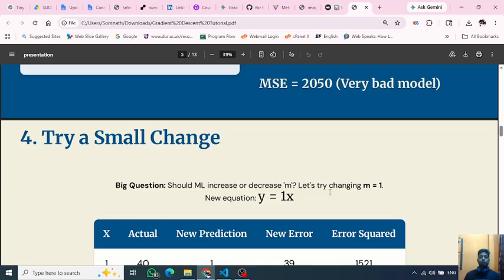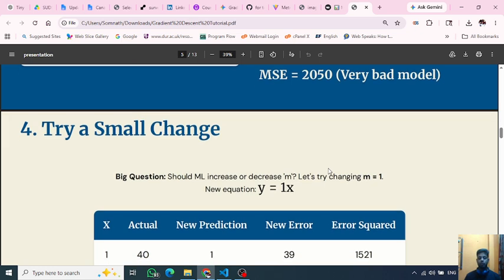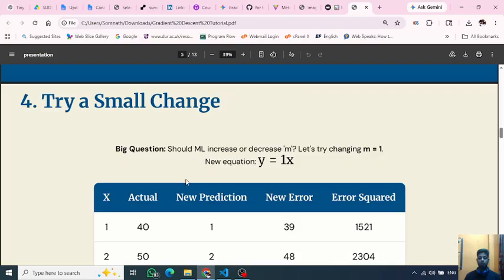Now the next step is to make small changes. Let's try changing m to 1, because m was 0. Now the equation is y equals 1x, and the b value is 0, so we don't need to care about b.